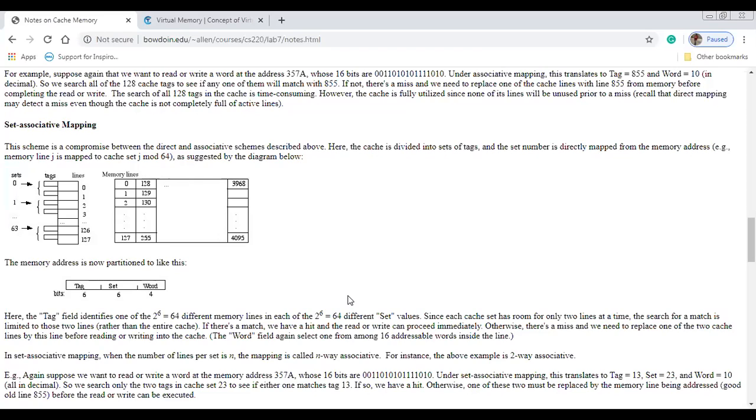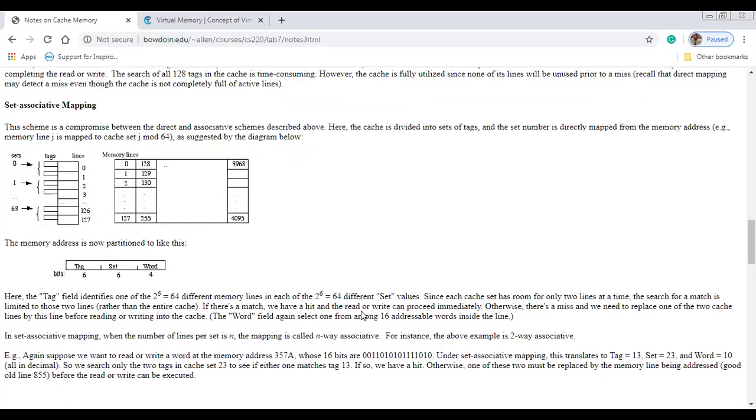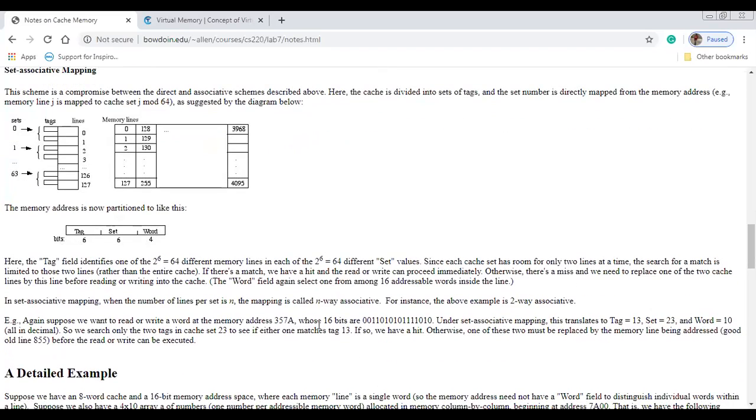2 you will take. So that means it is doubling the things, isn't it? So 0 will have 2. 0 and 1 will have one common set, that is a 0. Fine. So from this we are taking 6. Again, same example 357 I am using. For this 357, first 6 bits are for tag and next 6 bits are for set and next 4 bits are for representing the word.